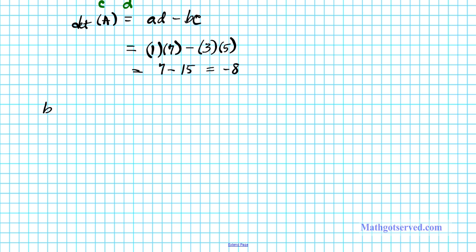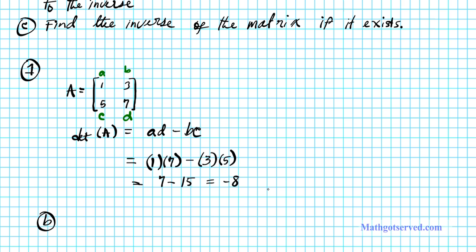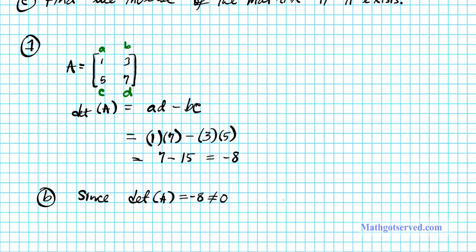All right, now part B, what does this mean as it relates to the inverse of matrix A? Now, if you have a non-zero determinant, that means that the inverse of the matrix exists. But if the determinant is 0, then the inverse does not exist. So in this situation, since the determinant of matrix A is equal to negative 8, which is not equal to 0, the inverse of matrix A, A to the negative 1, exists. So an easy way to determine if a matrix is invertible is by examining the value of the determinant. If the determinant is 0, the matrix is not invertible, and if the determinant is non-zero, then it does have an inverse.